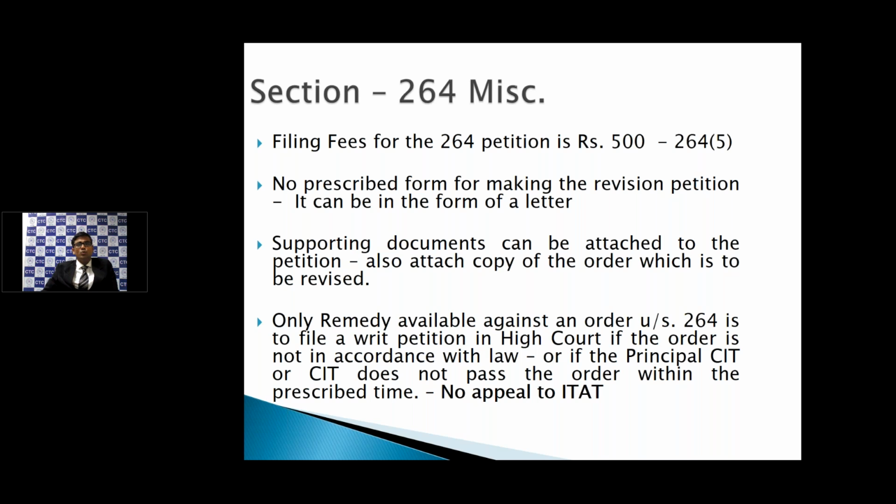Now the outcome of section 264: if CIT accepts the proposition given by the assessee and makes a revision, good enough. If CIT declines to interfere, the order passed by CIT under section 264 is not appealable before the tribunal. So the only remedy available would be a writ petition in High Court if the order is not in accordance with law, or if the CIT doesn't pass the order within the prescribed time limit.